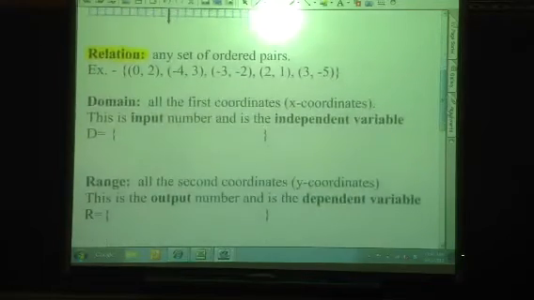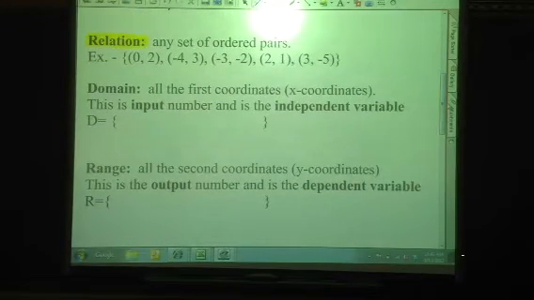Within our relation, we can break it up by our value for x, which we refer to as the domain. So all the first coordinates are our x coordinates. Those coordinates are the input number and are referred to as the input independent variable. And what we want to do is simply list 0, -4, -3, 2, and 3. Those 5 values, where we look at our values for x, represent the members of the domain. And again, those are the independent variable.